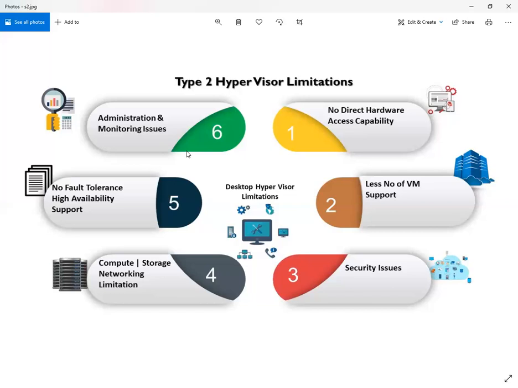So there are a number of other limitations with the Type 2 hypervisor. We just highlighted some of them which are major regarding our data center requirements or our production infrastructure. So let's explore Type 1 hypervisor and see what kind of advanced features are available in it.